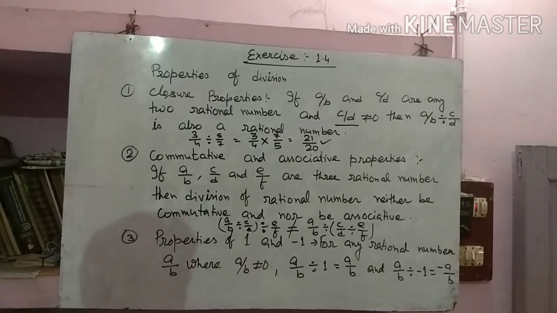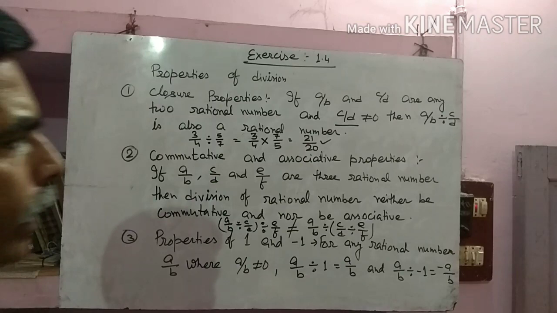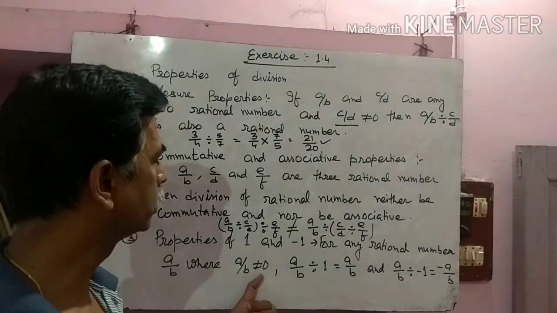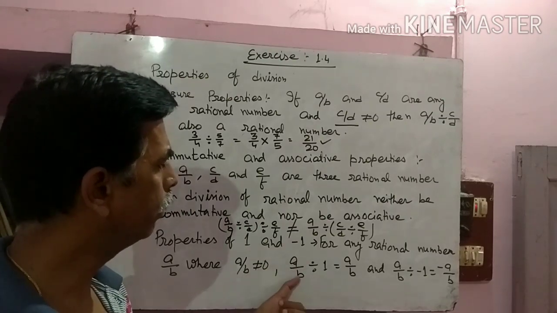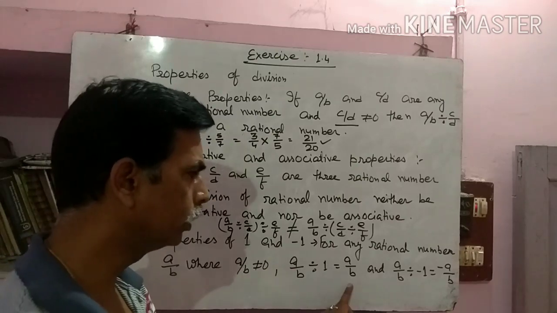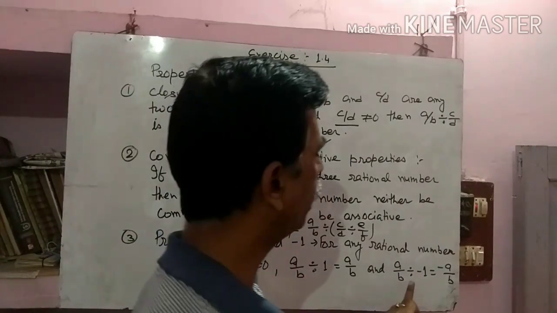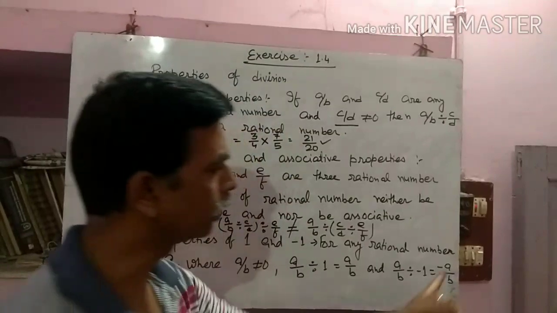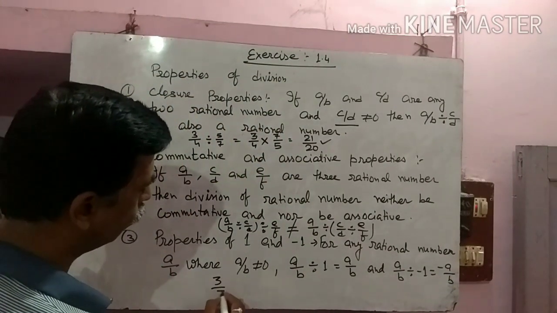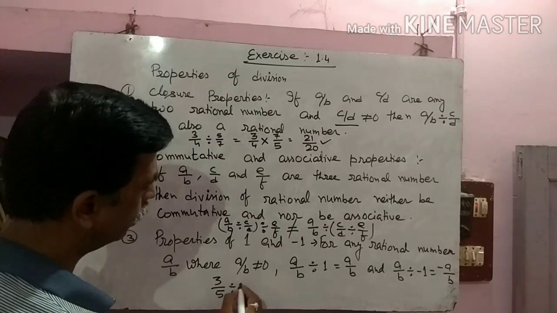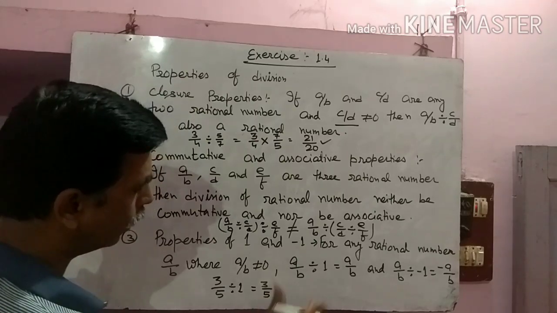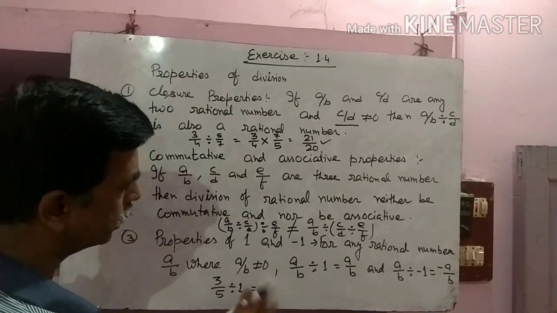So this is neither commutative nor associative. The next one is the property of 1 and minus 1. For any rational number a by b, where a by b is not equal to 0, a by b divided by 1 is equal to the same value, it remains itself, and a by b divided by minus 1 will be its negative. Suppose a number like 3 by 5 divided by 1, the result will be 3 by 5. How does it happen?